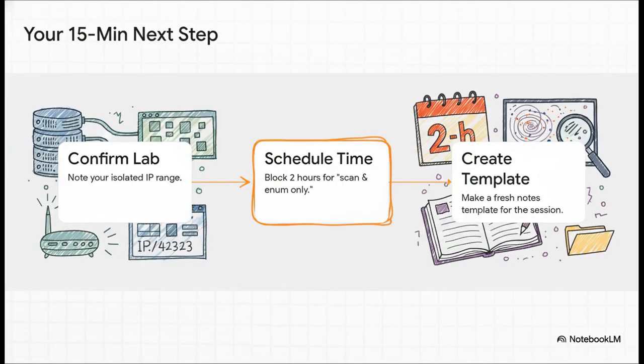So here it is, your 15-minute next step. It's super simple. Number 1, go double-check that your lab network is actually isolated. Number 2, open your calendar and block out 2 hours this week. The goal isn't to hack the box, it's just to scan it and list out everything you find. That's it. And number 3, create a brand new empty notes document for that session.